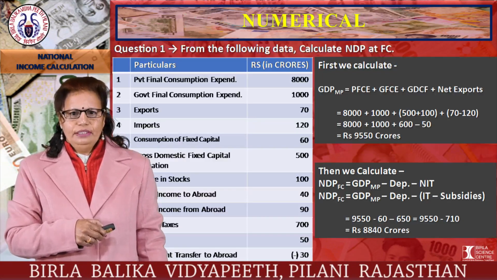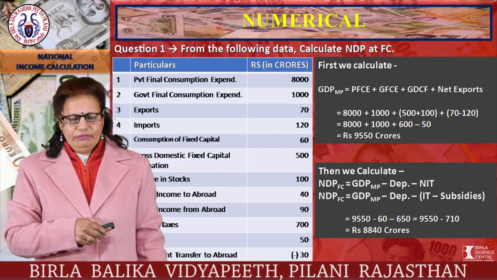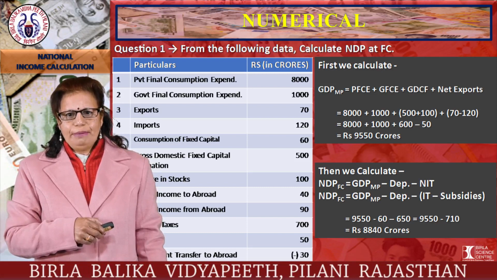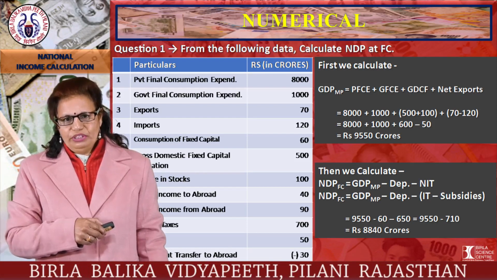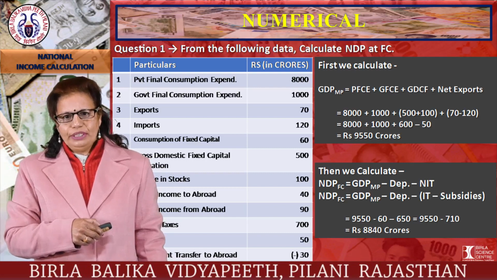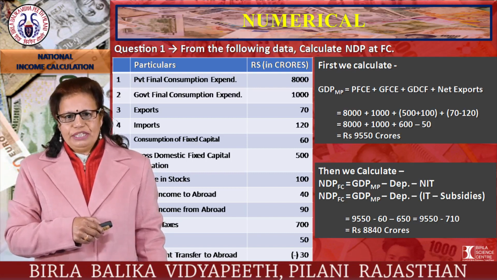Now let us see numericals. One numerical is given. First of all we will apply the formula: private final consumption expenditure, government final consumption expenditure, gross domestic capital formation plus net exports. We will put in the values and add together, and we will get rupees 9,550 crores.